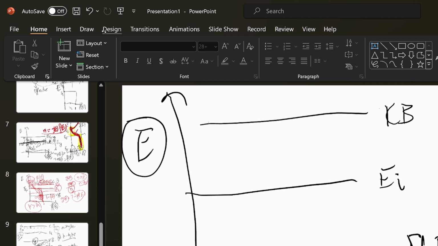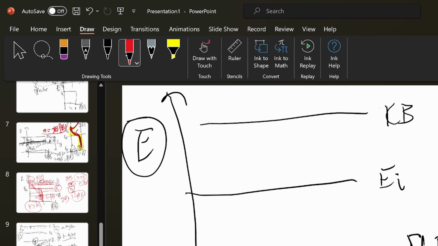Let me take another pen, red. This is 1. I am drawing the Fermi function with temperature. At 0 Kelvin, the Fermi function will be like this. So the valence band will be full of electrons, and there will be no electrons in the conduction band, because the probability of finding an electron above Ei is 0.